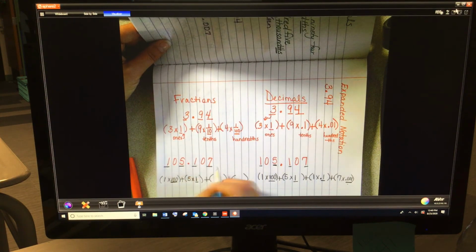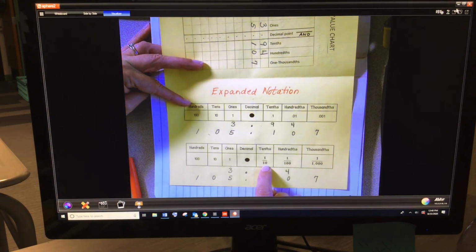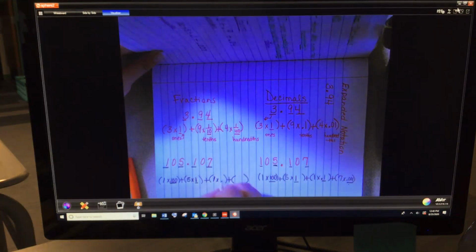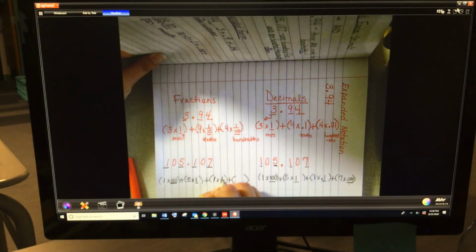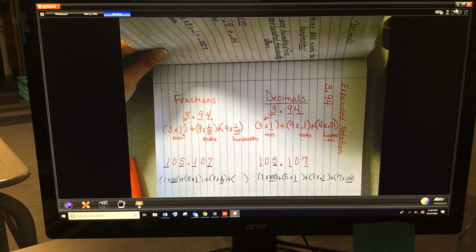Okay, we bring down our next number, 1 times. What place value is that 1 in? It's a fraction. We go back and look. It's in the tenths. How is tenths written as a fraction? Well, it's written as 1 over 10 because the 1 is in the tenths place value.